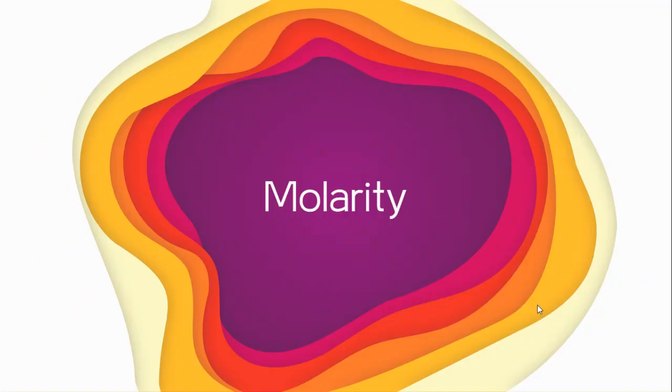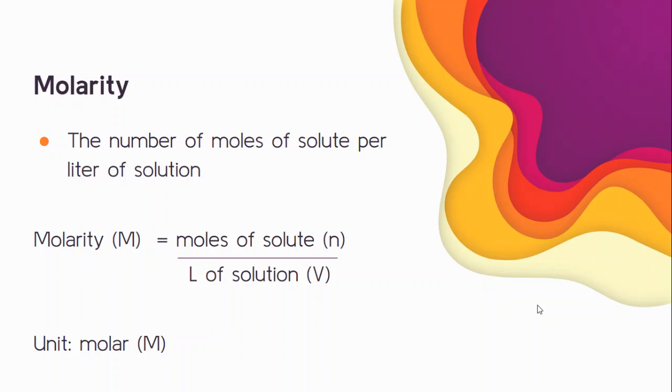We can measure the concentration of a solution using something called molarity. Molarity is defined as the number of moles of solute per liter of solution. So the equation is molarity, which is capital M. That's what you see on all my bottles of solutions that we use in labs. That is equal to moles of solute, which we represent with an n, divided by liters of solution, which you sometimes will see as either a capital V or a capital L, depending on the person writing the equation. The unit for molarity is molar, which is abbreviated with a capital M.